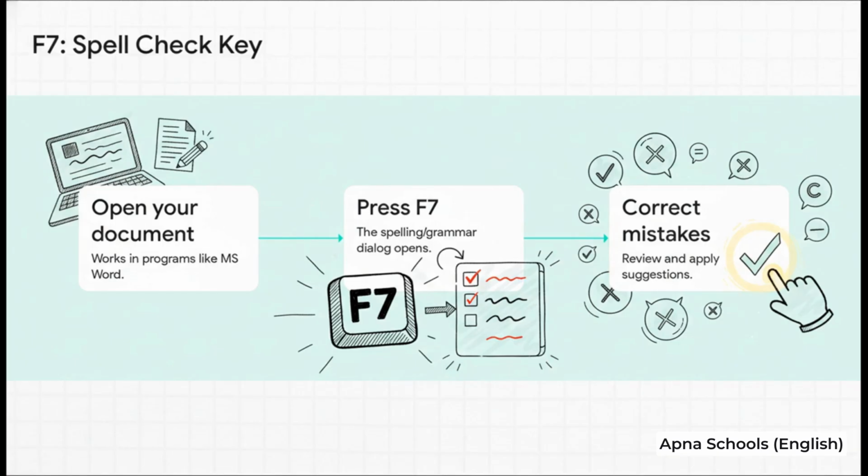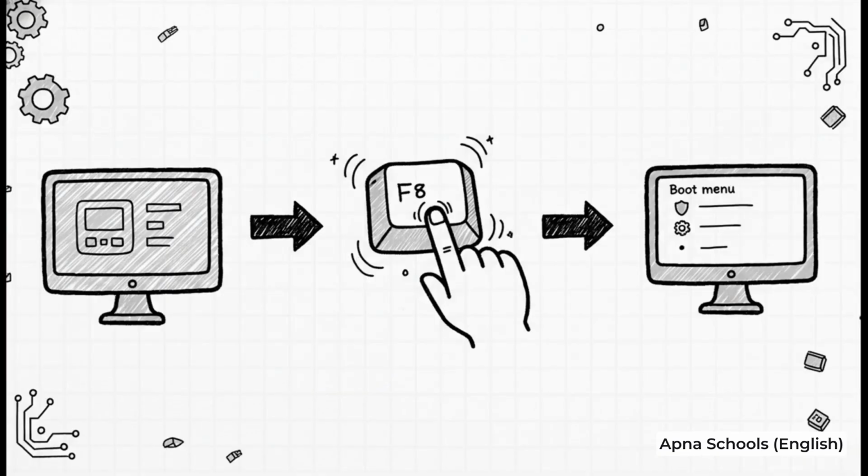When you're in a program like Microsoft Word or PowerPoint, just hit F7 and it instantly launches the spell checker. It's literally a one-button proofreader. Okay, F8 is a little more technical. This is a key you'd use right when your computer is first starting up. Pressing it at the right time can open up something called the boot menu, which is where you do advanced things like starting in safe mode. You won't need it every day, but it's one of those things that's really good to know exists for troubleshooting.